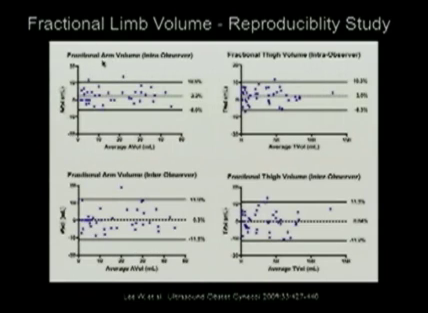So for instance, for fractional arm volume, intra-observer, you can see that if you take blinded observers taking these measurements on the arm, there's only a 2.2% bias between blinded observers, and 95% of the measurements are within the limits of -6% to 10.5%. We did this with the arm volume for the same observer and between observers, and also for the thigh volume for the same observer and different observers. So the reproducibility of the technique appears to be sufficient for clinical use.